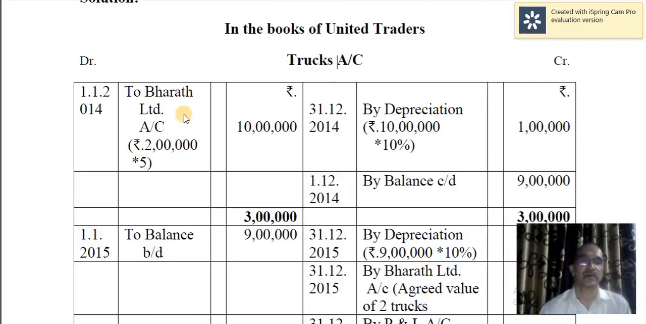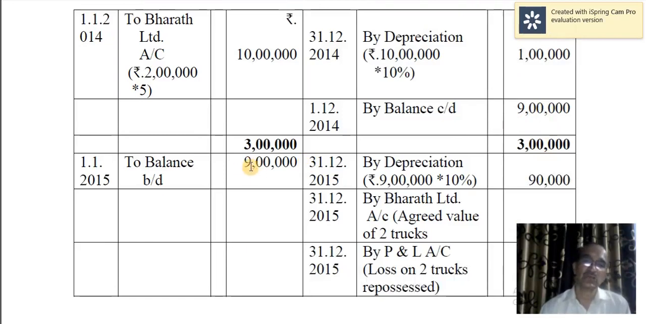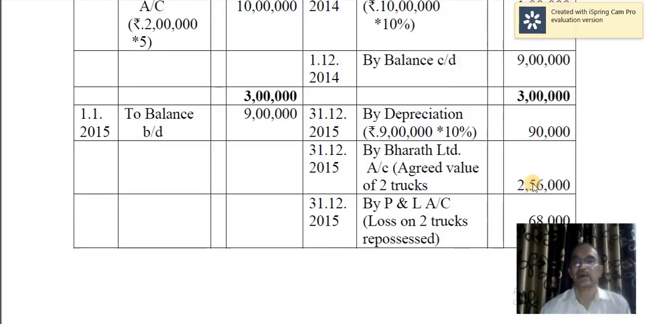So to Bharat Limited, 10 lakh. 2 lakh is the cash price of each truck, therefore on 5 trucks the value will be 10 lakh. And depreciation is 10% on diminishing balance method. So 10% of 10 lakh will be 1 lakh. Therefore, the balance is 9 lakh. So 9 lakh is the balance brought down at the beginning, and second year depreciation is 10% on diminishing balance, so 9 lakh into 10%, 90,000.